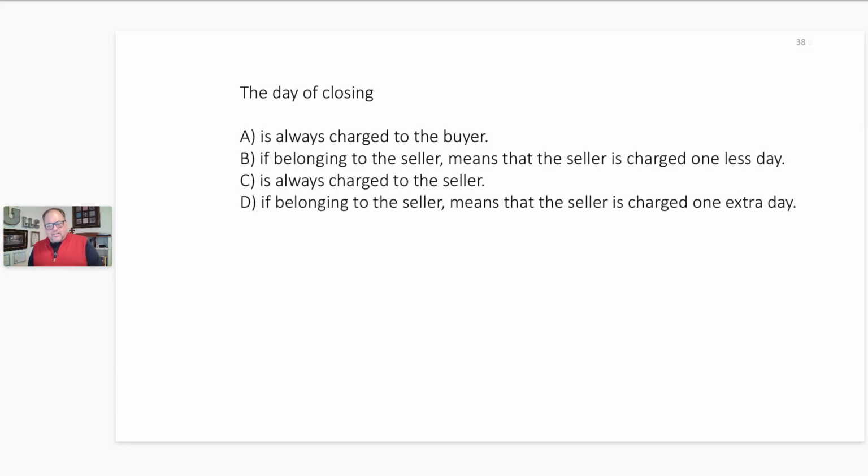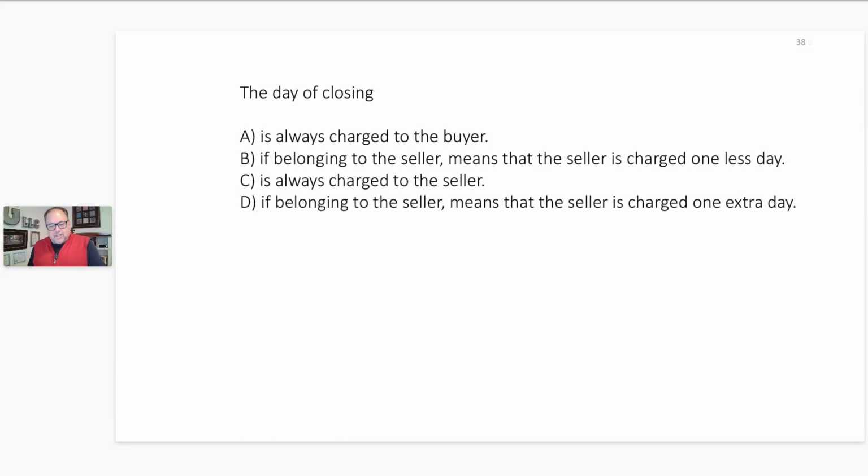If belonging to the seller, it means the seller's charged one less day. We know that not to be true. Is always charged to the seller. We know that not to be true. If belonging to the seller, it means they'll get one extra day. We know that to be true.